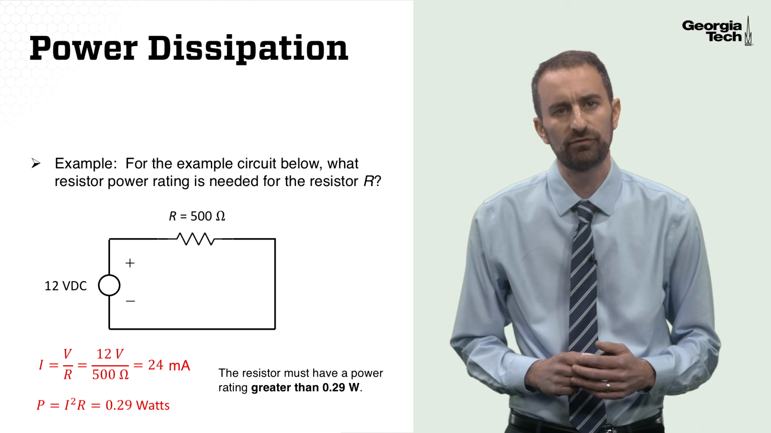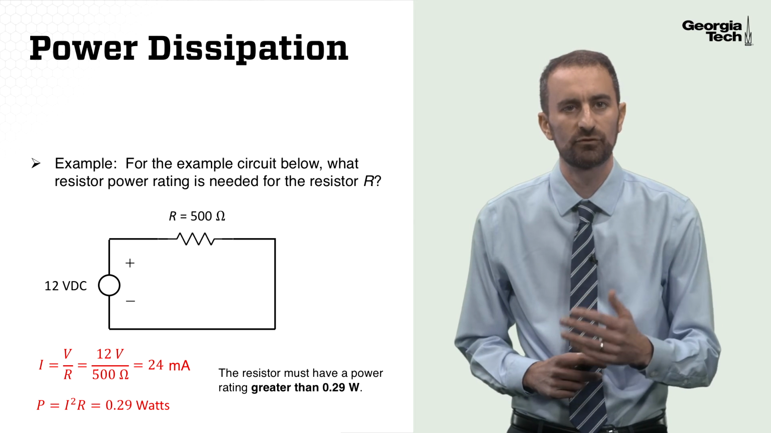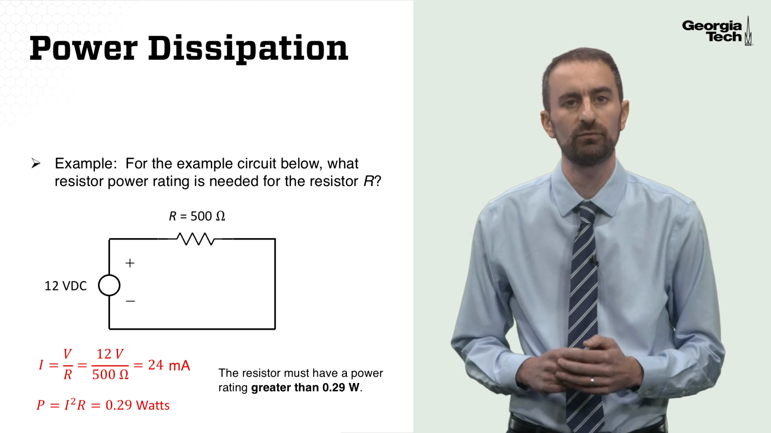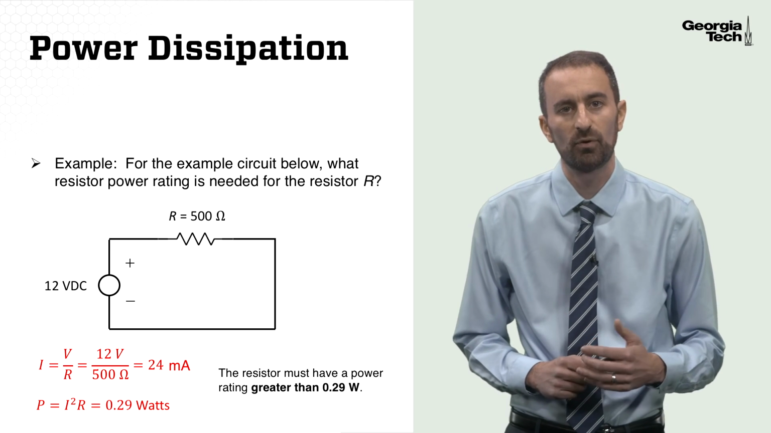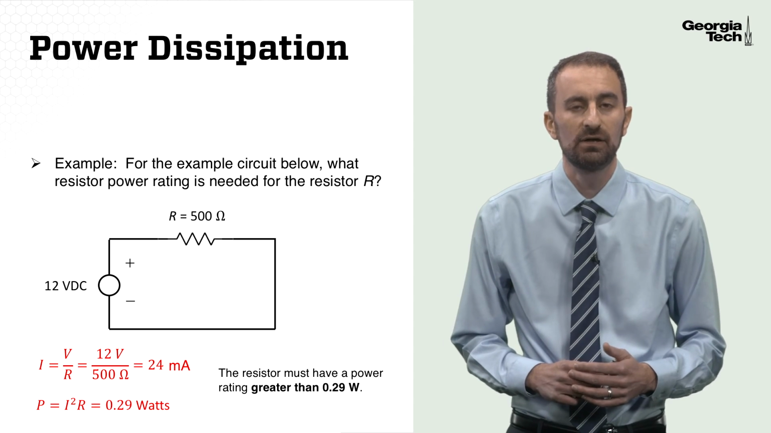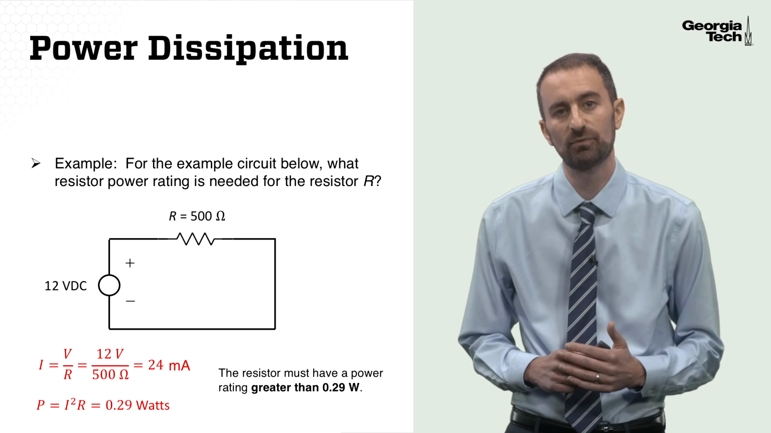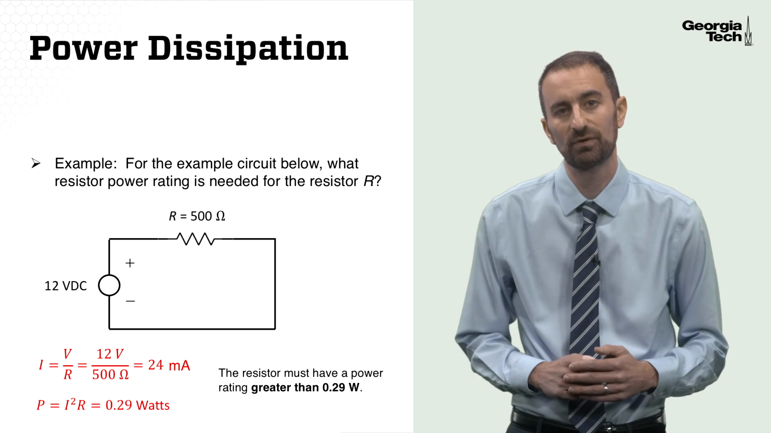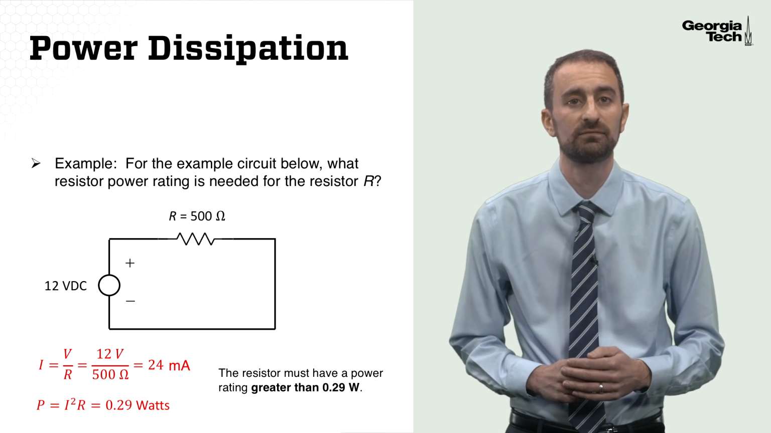Then we use the power relationship I squared R. So the current, 24 milliamps squared times 500 ohms resistance gives us 0.29 watts. So this resistor is going to dissipate 0.29 watts as current flows through it. So we have to select a resistor that has a power dissipation rating greater than 0.29 watts. If our power dissipation rating is below this value, then the resistor could overheat and fail.